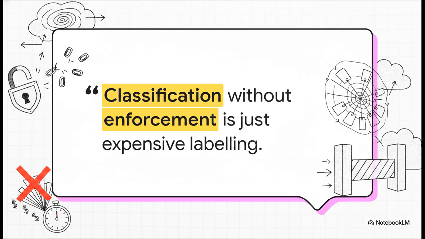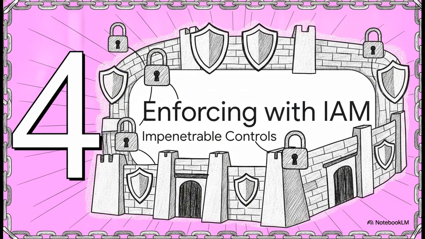You could build the most beautiful, complex tagging taxonomy in the world, but if those tags don't actually stop a model from ingesting restricted data, you've just burned a ton of time and money. Passive metadata won't stop a breach. Enforcement is literally everything. Which brings us perfectly to step 4, enforcing access with IAM.